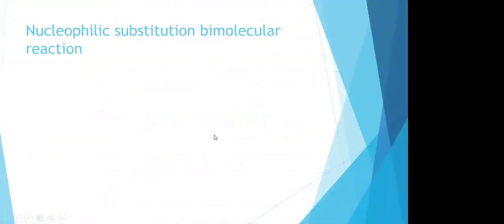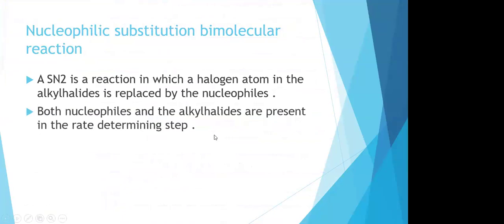Then bimolecular, that is a reaction in which, in the rate determining step, we have two species involved, where we shall find that the halide in the alkyl halide is partially breaking, and then we have the nucleophile bond partially forming onto the new compound that will be formed. So that's why we shall call it a nucleophilic substitution bimolecular.